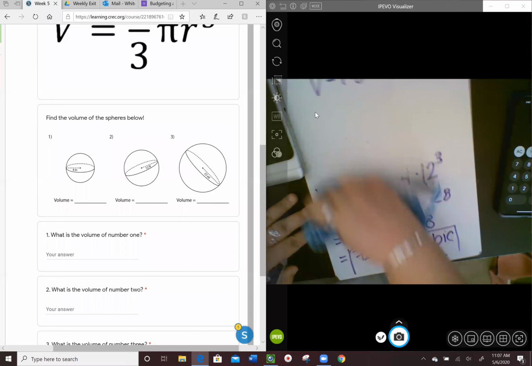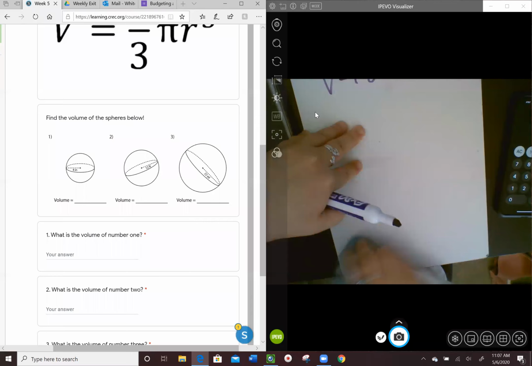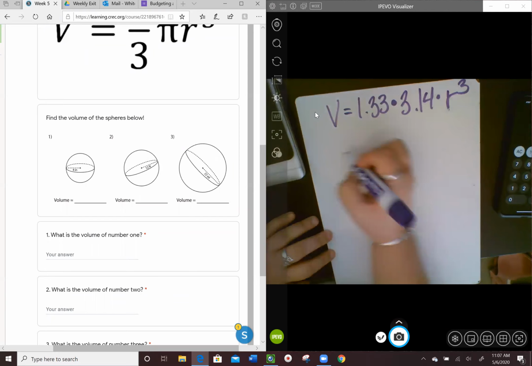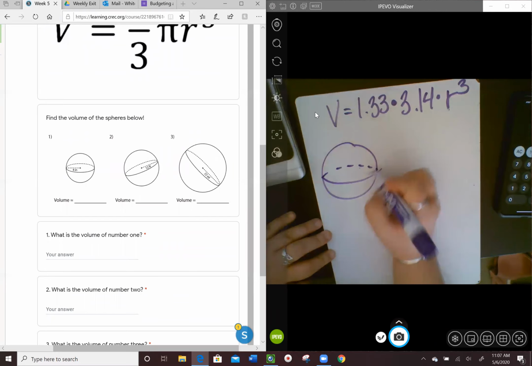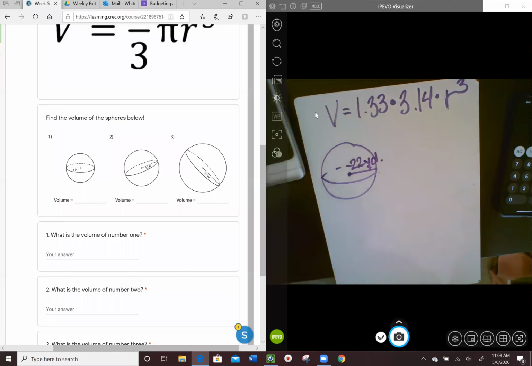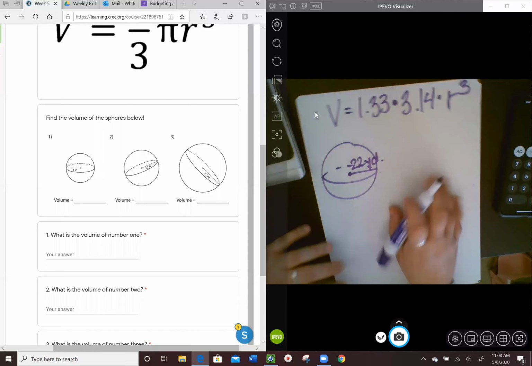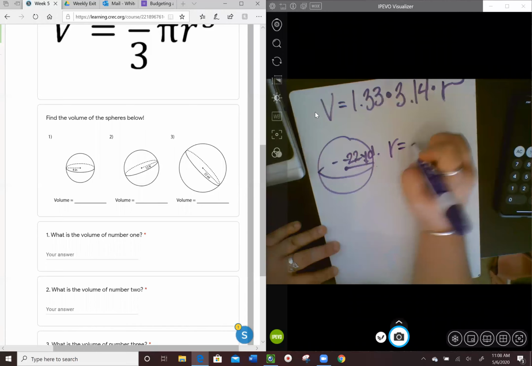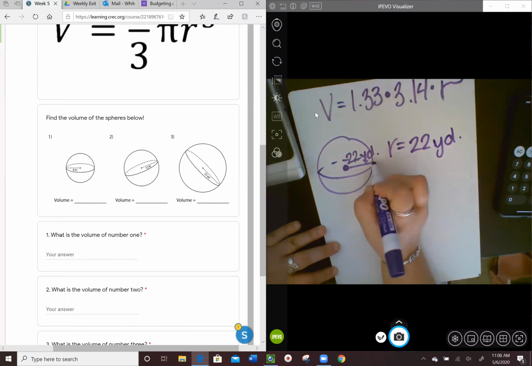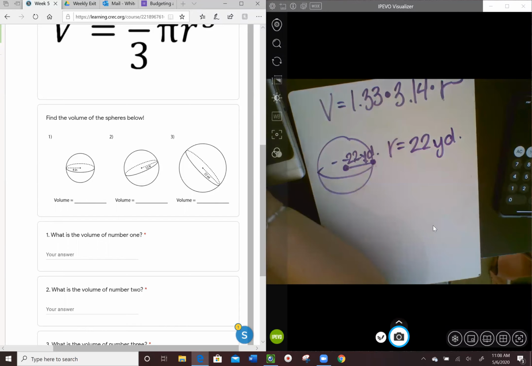All right, we got one more and then I'm out of your hair. Okay, so number 3, and I'm going to use this simplified formula for you guys again. We've got this sphere right here, 3-dimensional, radius of 22 yards. This is another really big sphere, 22 yards. Think about how many feet that is. That's 66 feet, a lot of feet. So we've got our radius, 22 yards, because that's the distance from the middle to the edge.